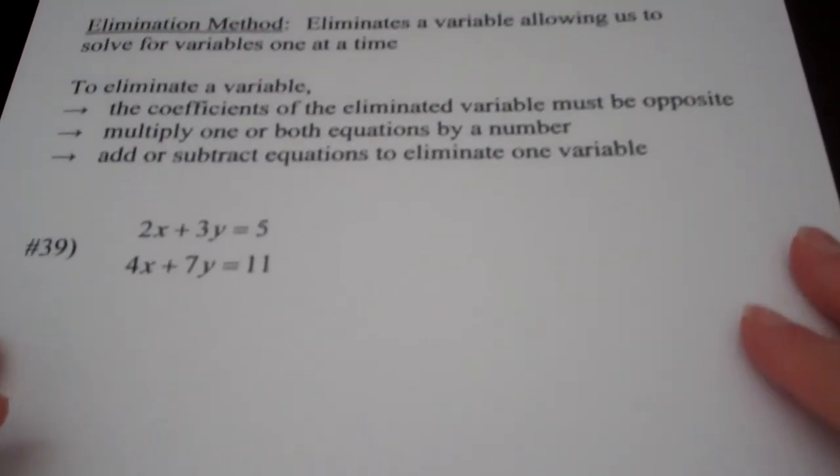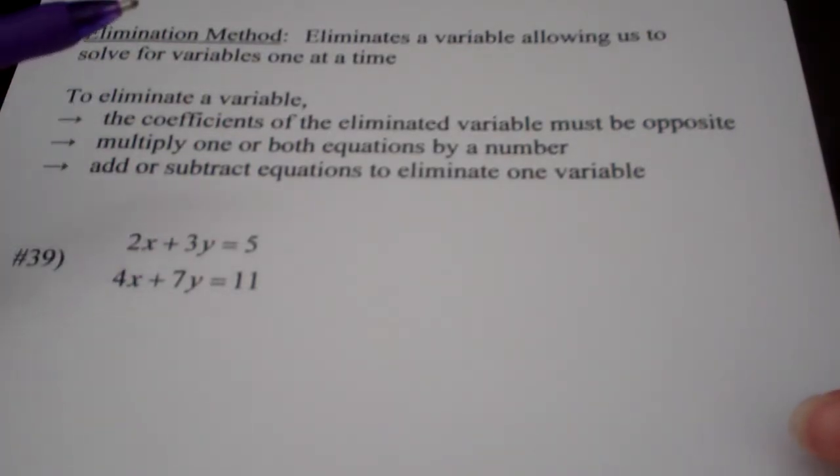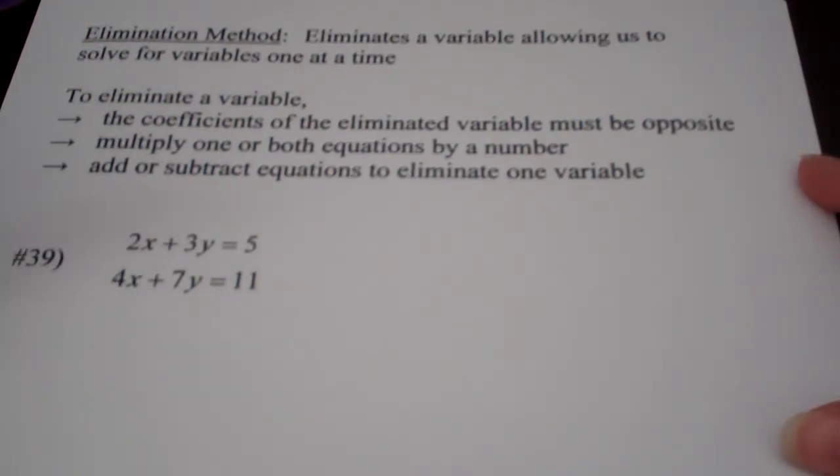This time let's talk a little bit about the elimination method. So the elimination method is a little bit hard to describe in words. But the basic idea is that we want to eliminate a variable, and that will again allow us to solve for the variables one at a time. So to eliminate a variable, we would like the coefficients, the numbers in front of that variable, to be opposite. So for example, if I want to eliminate x, I would like to get the x's to be maybe positive 5x and negative 5x. And so the next step kind of addresses how to set that up.